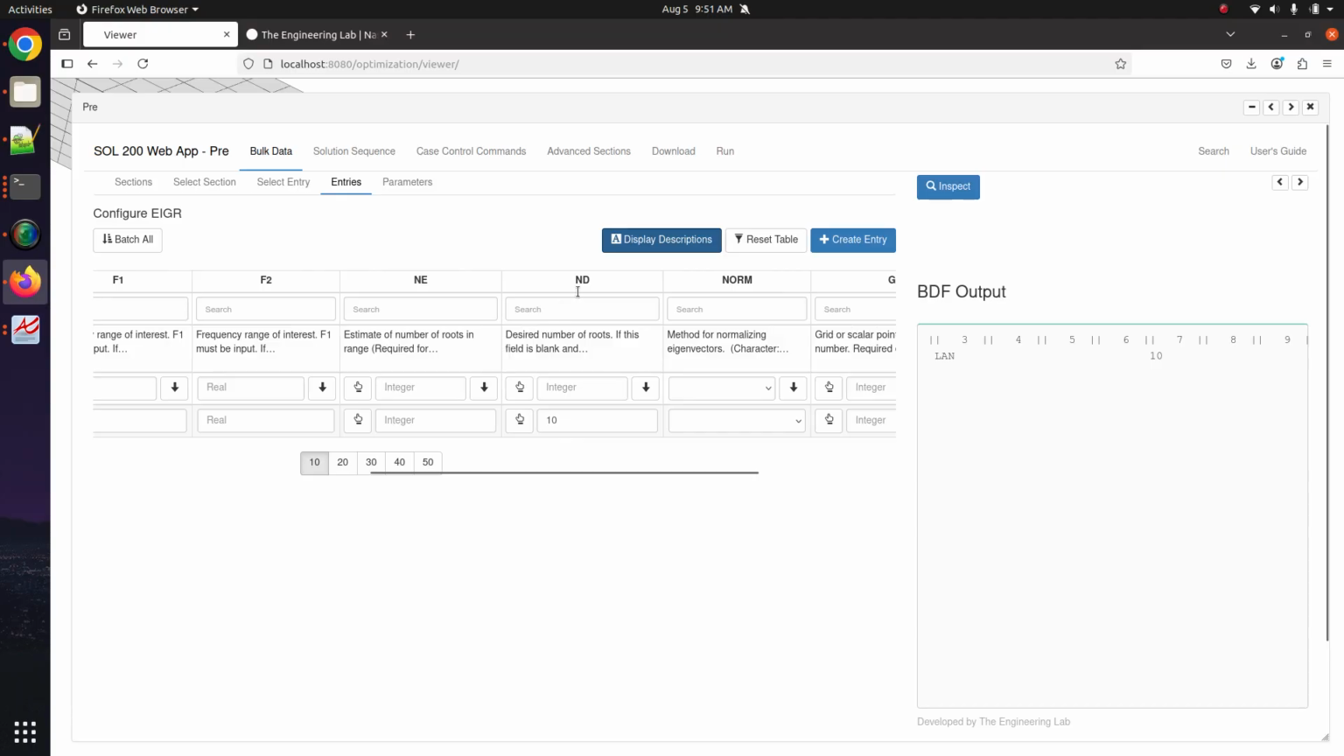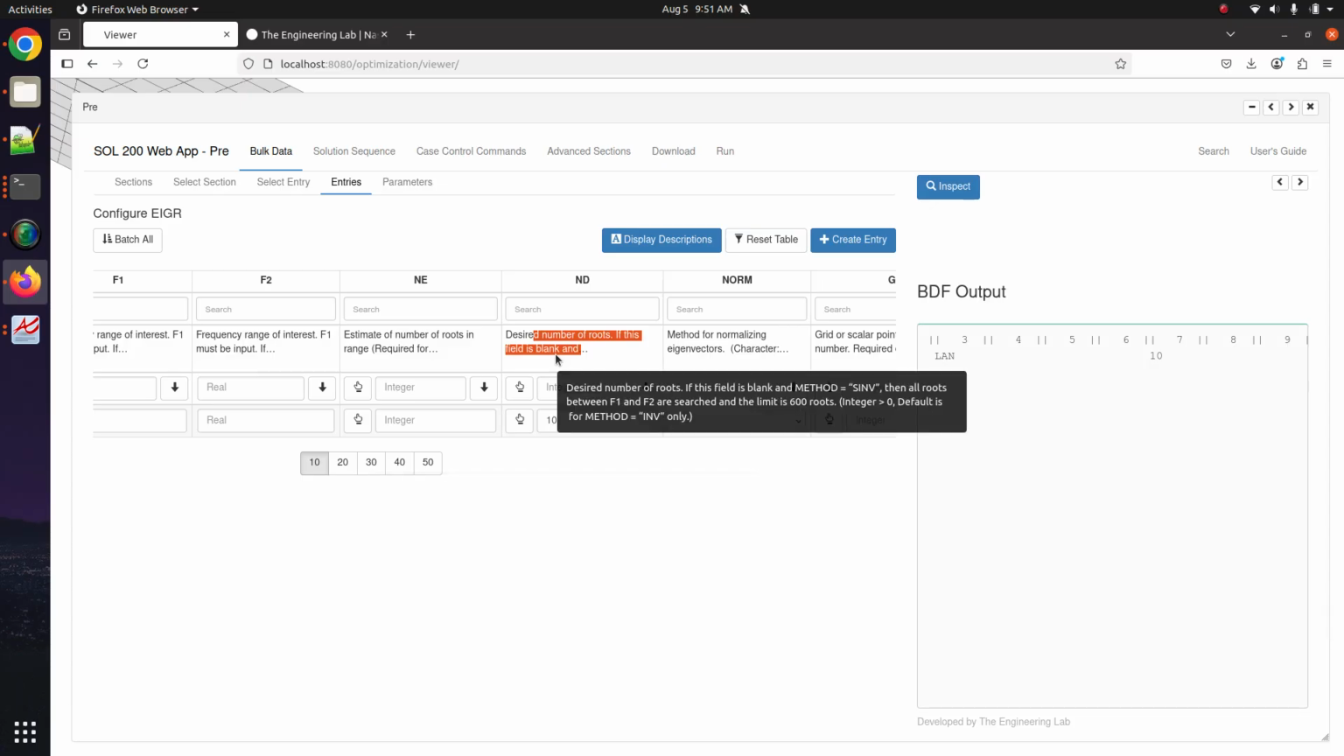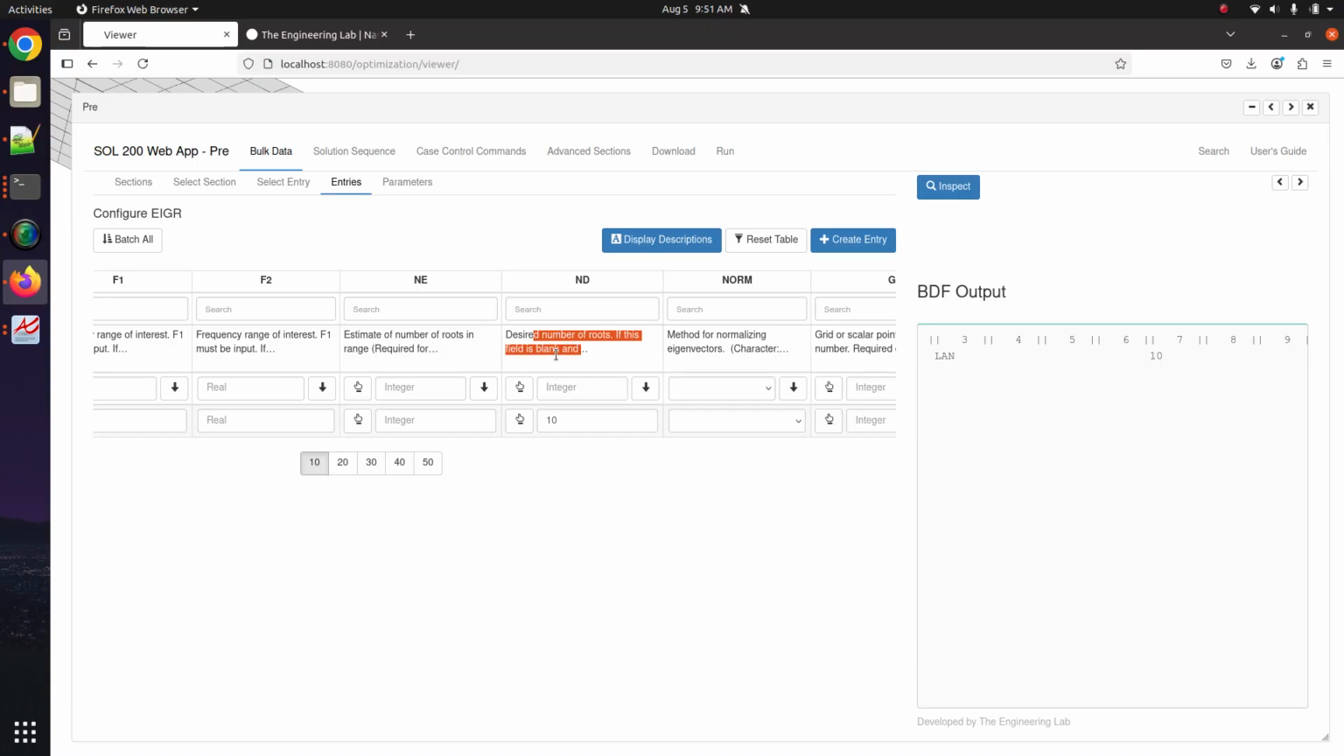If you turn on display descriptions, this is going to tell you that the ND value is the number of roots or eigenvalues that you extract. Here we want at most 10 eigenvalues or 10 buckling load factors.